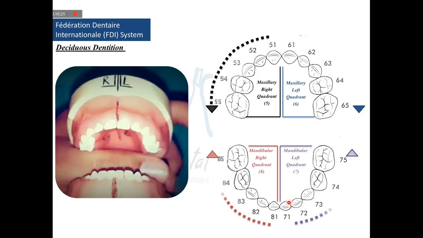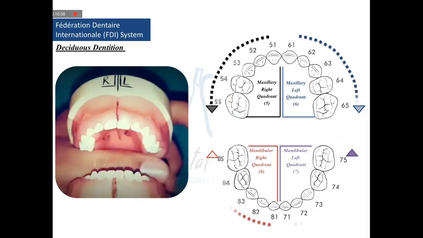So what do we do here? For the 7th quadrant we can see that we number the mandibular left central incisor as 7-1, because 7 represents the quadrant number and 1 represents the tooth number 1 from the midline, that is the mandibular central incisor of the left quadrant. Mandibular lateral incisor of the left quadrant is numbered as 7-2, the canine as 7-3, the first molar of the mandibular left quadrant as 7-4, and finally the last molar as 7-5, that is the deciduous second molar of the mandibular left quadrant.